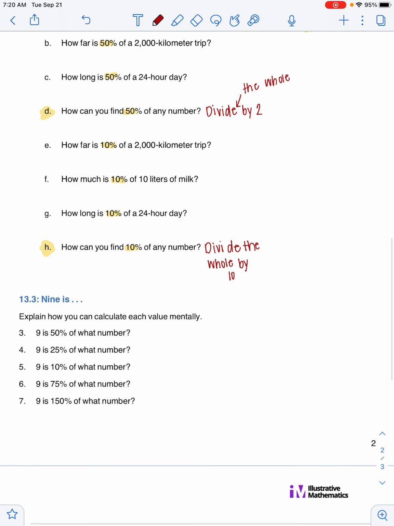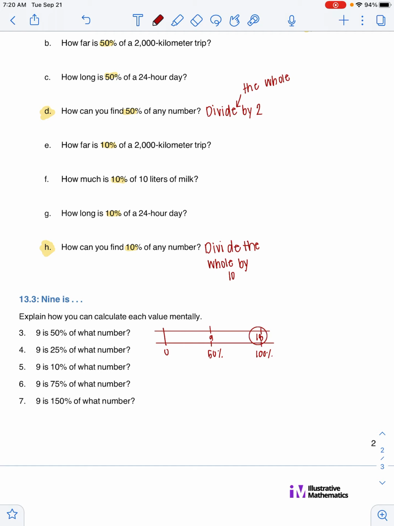So in 13.3, how can you calculate each value mentally? We talked about 9 is 50% of what number? Again, imagining a double number line is a great way to approach these problems. Because if I know that 9 is the same thing as 50%, I can simply think about doubling 9. Because I double 50% to get to 100%, so I double 9 to see that 9 is 50% of 18.